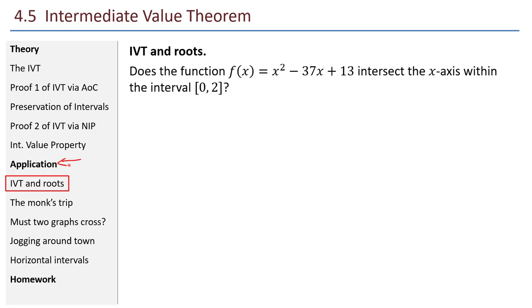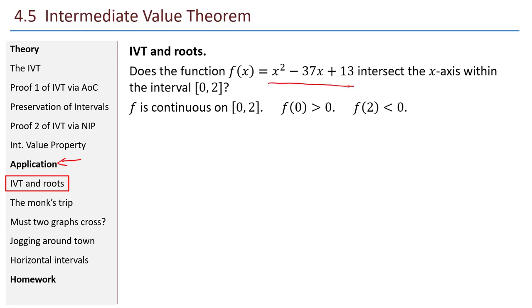Intermediate value theorem and roots. Does the function f of x equals x squared minus 37x plus 13 intersect the x-axis within the interval from 0 to 2? Yeah, it does. Let's just take a quick check. F is continuous on 0 to 2 because it's a polynomial. F of 0 is greater than 0. Plug in 0, you get 13. F of 2 is less than 0. I don't even care what F of 2 is, but you can see that if you plug 2 in there, you're going to get a negative number. And so, yep, it works. There must exist some C where F of C equals 0.